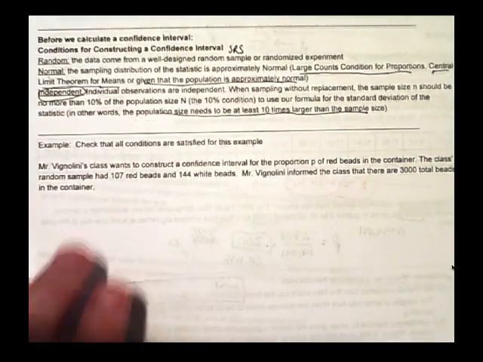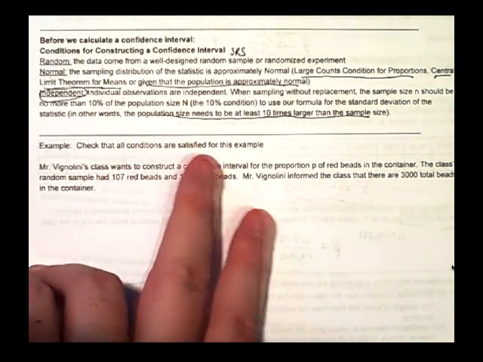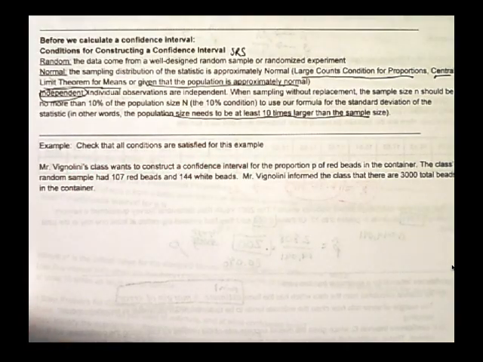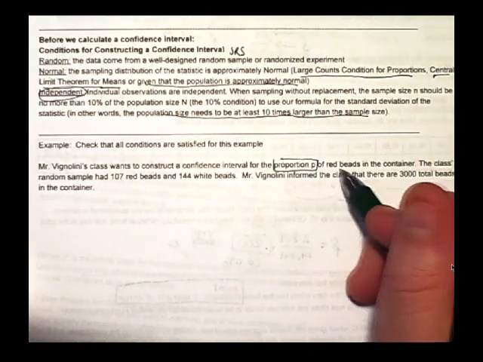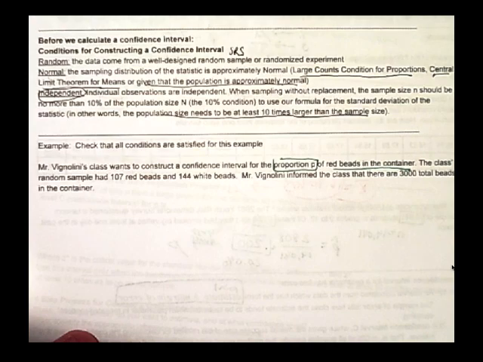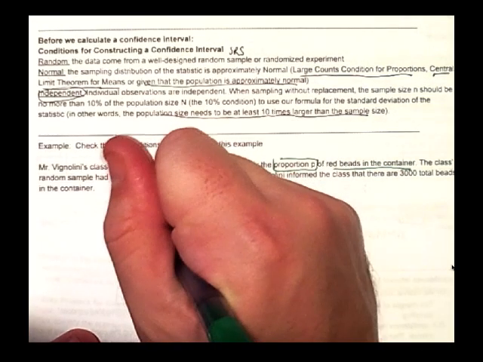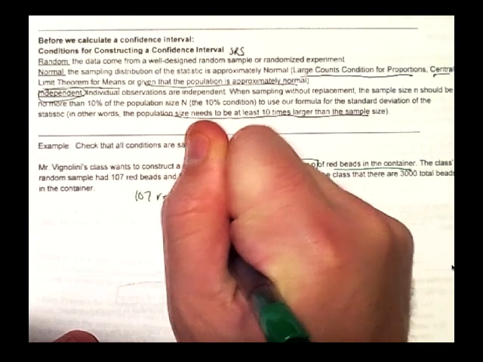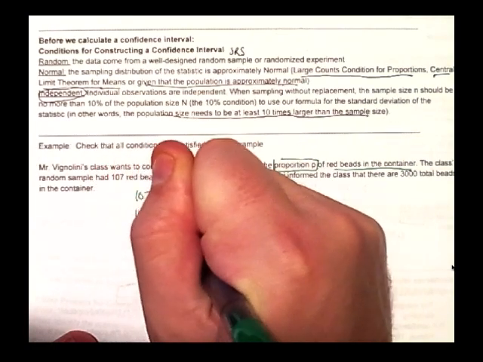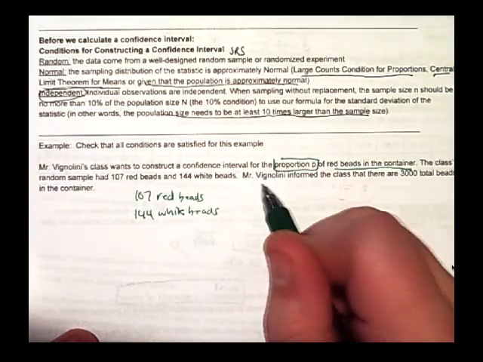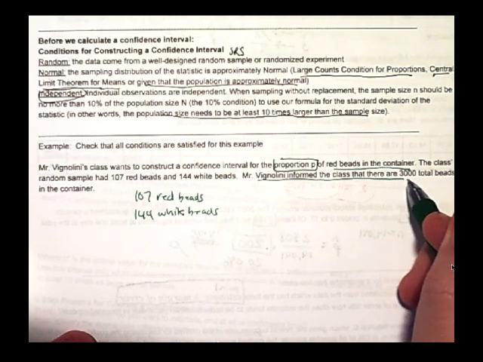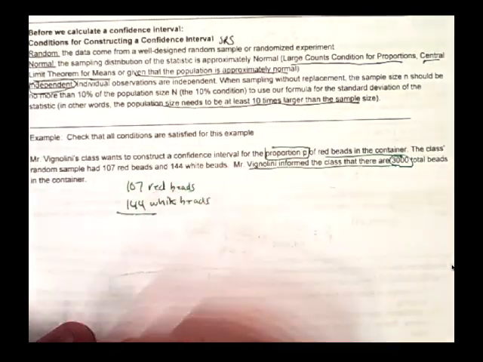So this example just says, check that all conditions are satisfied. Mr. Vignoli's class wants to construct a confidence interval for the proportion, rho, of red beads in the container. The class's random sample had 107 red beads and 144 white beads. Mr. Vignoli informed the class that there are 3,000 total beads in the container.